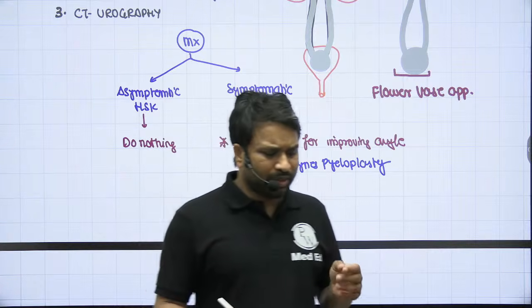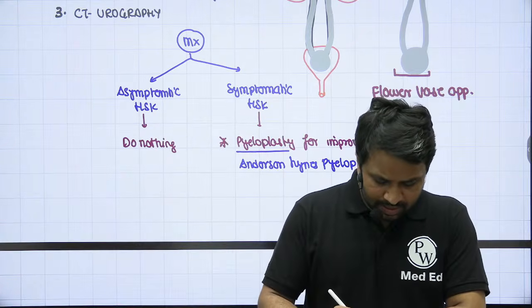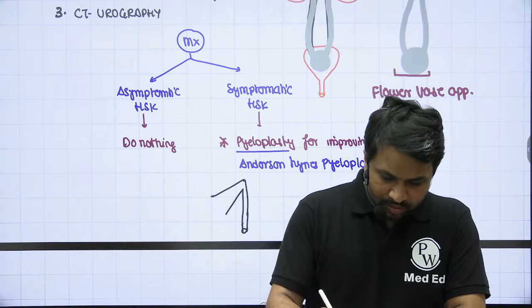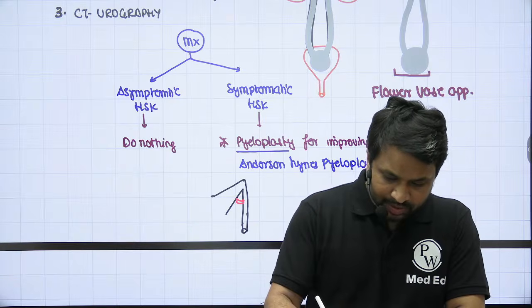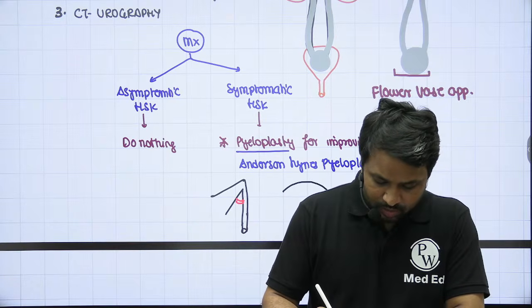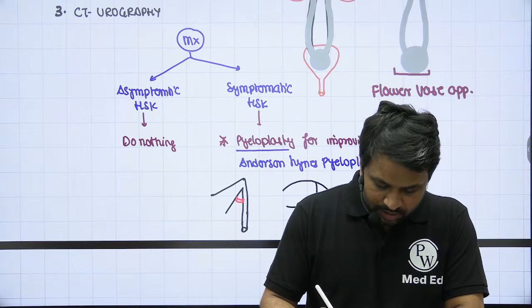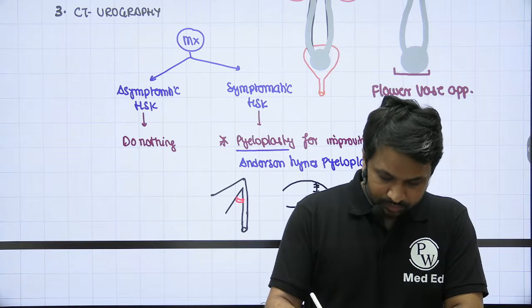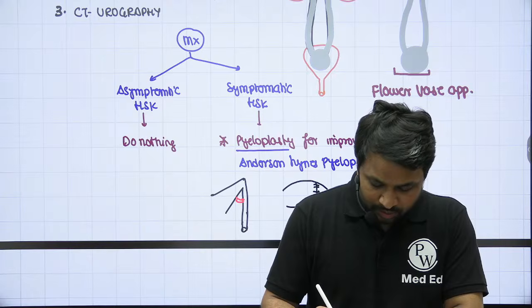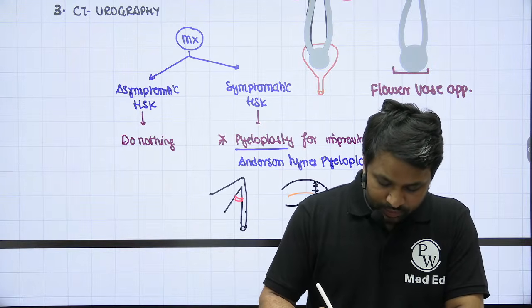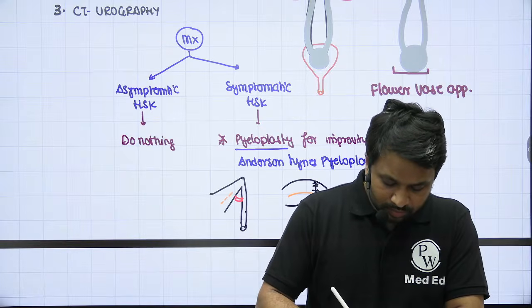So what you basically do in an Anderson-Hines pyeloplasty is the angle which is like this. This is the problem that we have. With the help of pyeloplasty, I'll be able to make this angle somewhat like this. I'm not changing it completely, but from a sharp angle, it now becomes an obtuse angle. And in an obtuse angle, the drainage of urine is quite simple when compared to the acute angle.